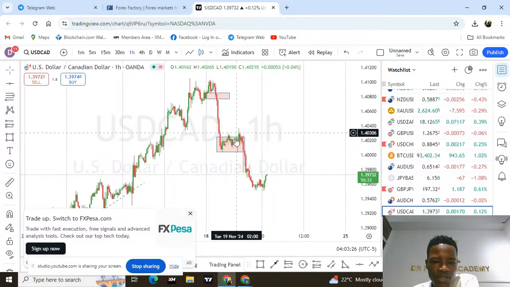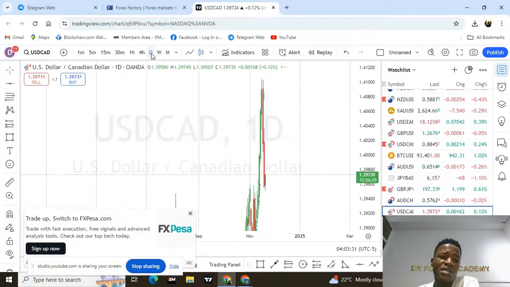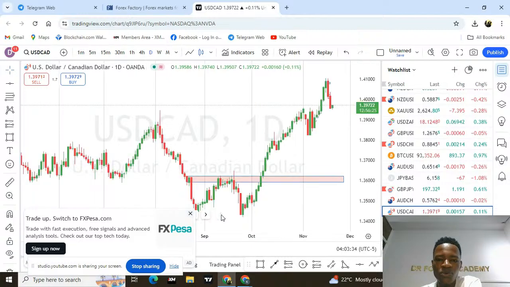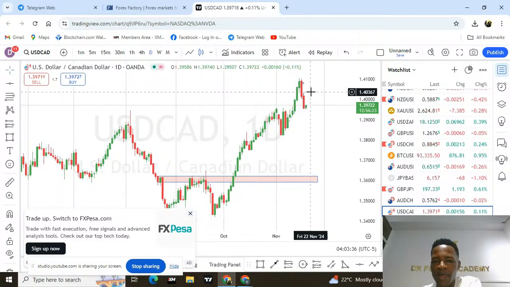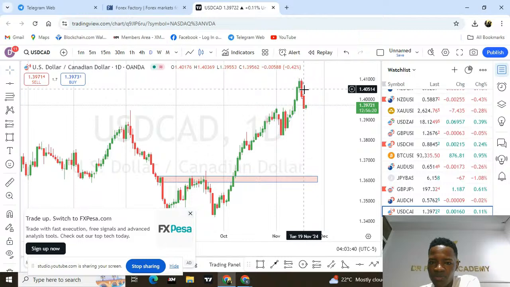So this is USD CAD. We were looking forward for more sales, and the reason why is that the previous daily had closed with a very bearish entry, a very strong bearish candlestick, which was an engulfing.